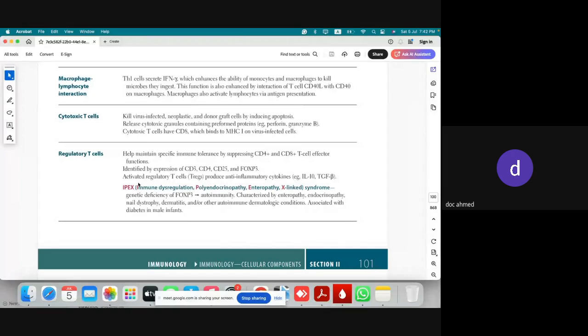So we are going to discuss this condition IPEX, but not now. The endocrinopathy, dermatitis, everything. It's associated with a lot of systems. But we are going to discuss it in the end, once we have discussed the entire concepts of immunology. I'm going to come back to this topic, not now.